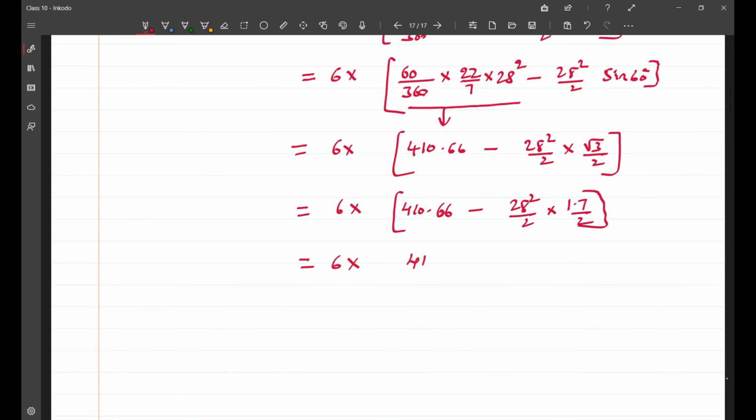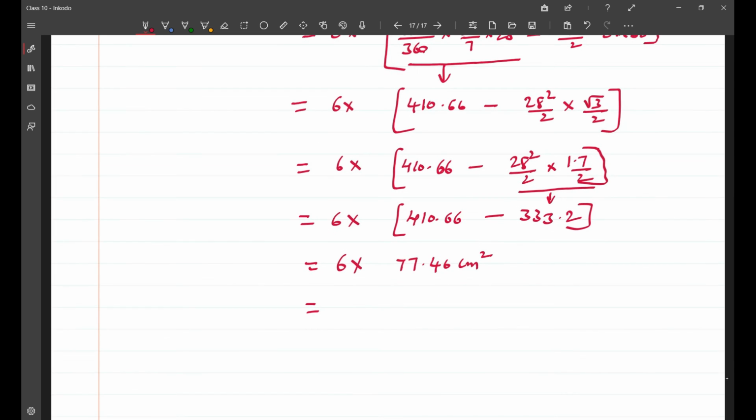Now again if you do the calculation, then we'll get area of triangle is equal to 333.2 centimeter square. Now subtract area of triangle from area of sector, then we will get 77.46 centimeter square. Now multiply by 6, then we'll get the area of the complete design, that is equal to 464.76 centimeter square.